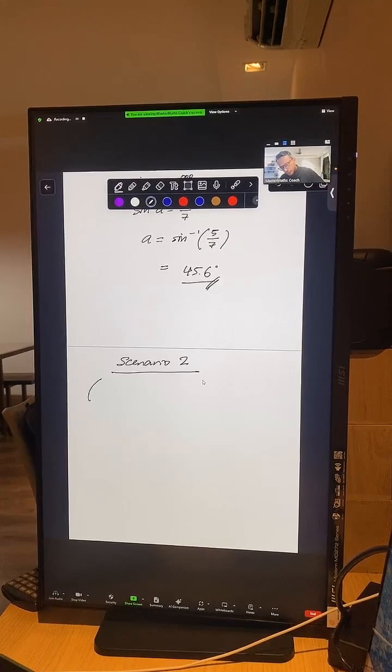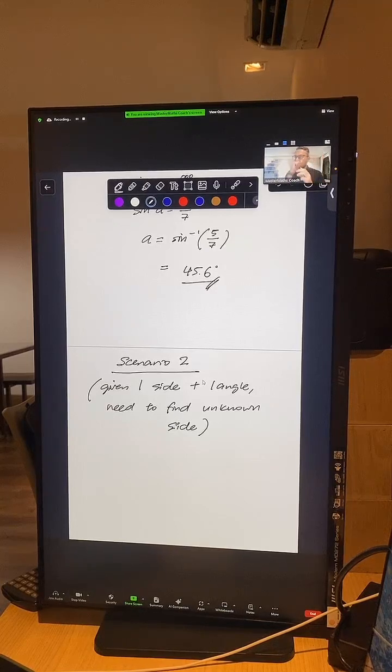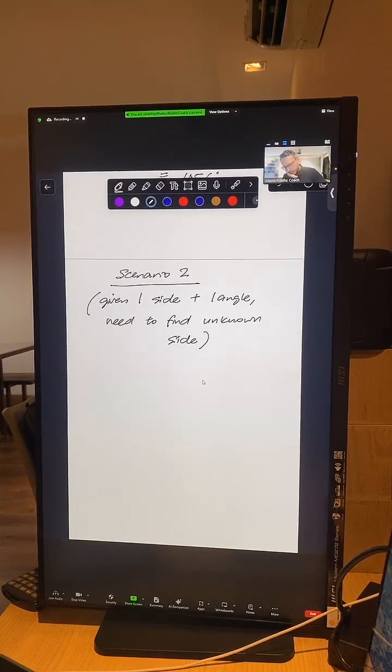Scenario 2, given one side plus one angle, need to find the unknown side. Okay, you are given one side, one angle. You need to find the unknown side. So how? Okay, example. I have a triangle over here. Again, it has to be a right angle triangle. This entire topic we are talking about right angle triangles.